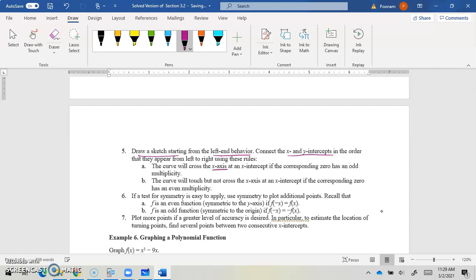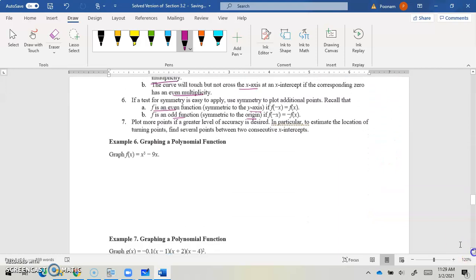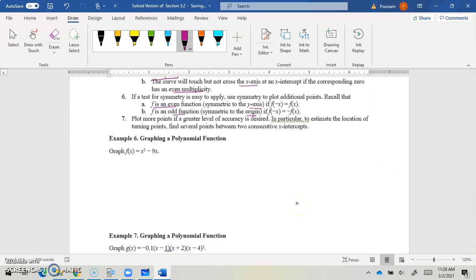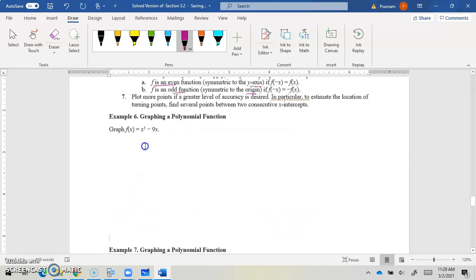The curve will cross the x-axis at an x-intercept if the zero has odd multiplicity, so that will be what? Cross point, right? The curve will touch but not cross the x-axis if the zero has even multiplicity. Then we check the symmetry. If the function is even, it is symmetric with respect to the y-axis. If the function is odd, it is symmetric with respect to the origin. Plot more points for more accuracy. Let's see, for example, if we have to plot this graph x cubed minus 9x.